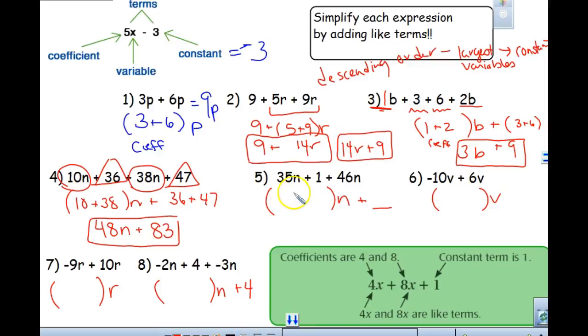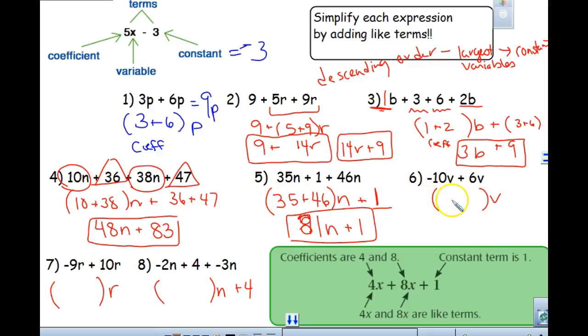Okay. In this first parenthesis, Maddie, start me out. What are my coefficients of n? 35 plus, is 1 a coefficient, plus 46. Back here is my 1. 35 plus 46 gives me 71n plus 1. Would it be 81? Yeah. Oh, 81. Yeah. 81.